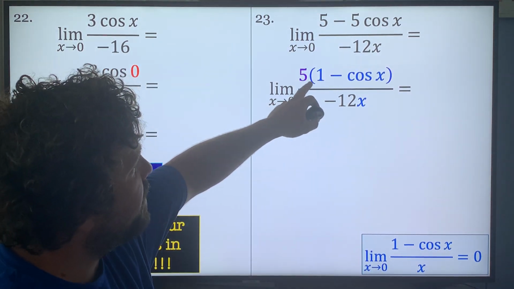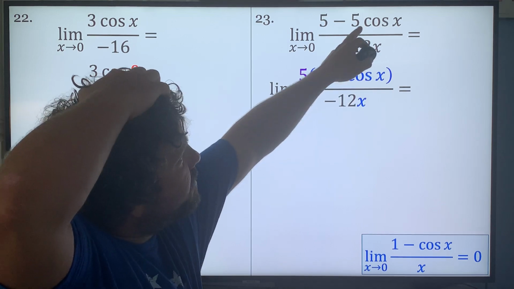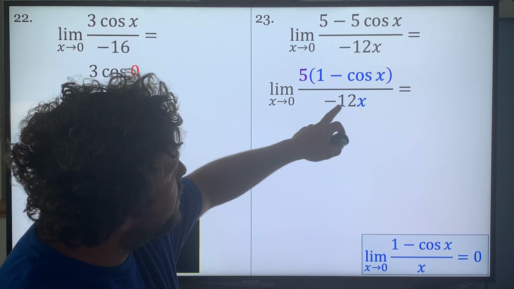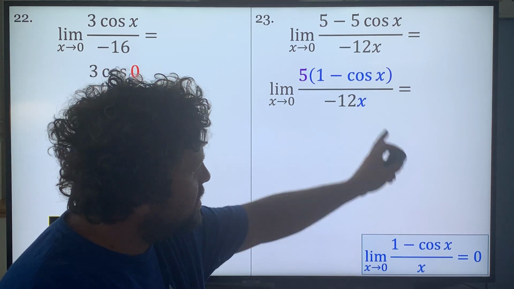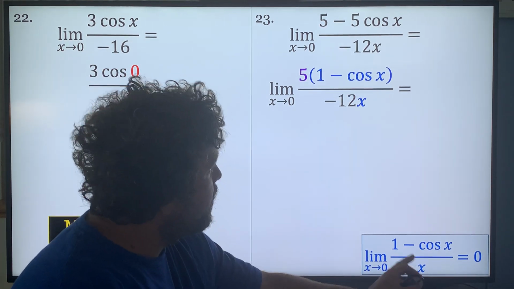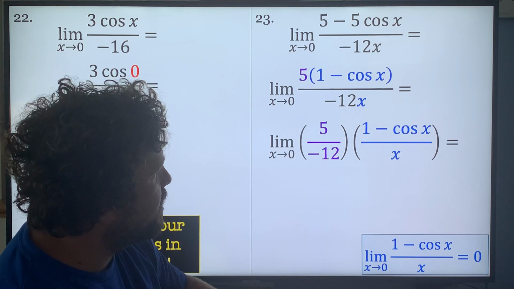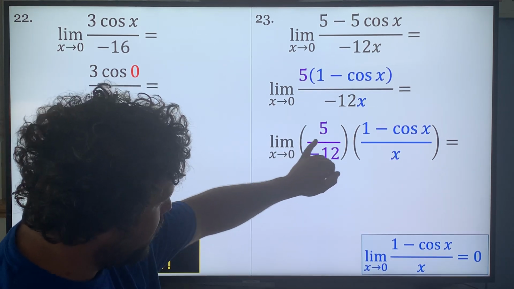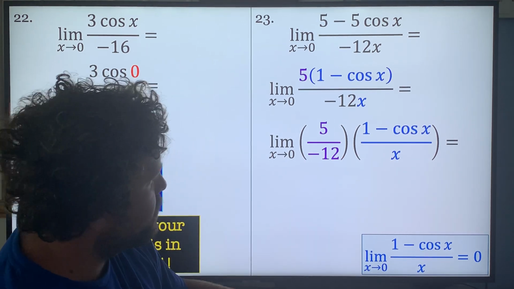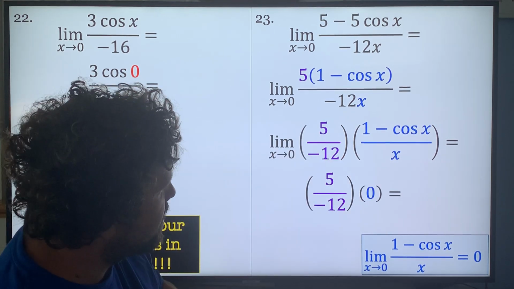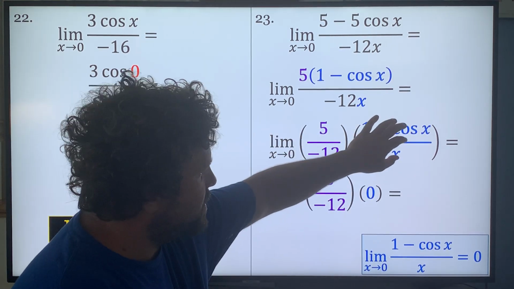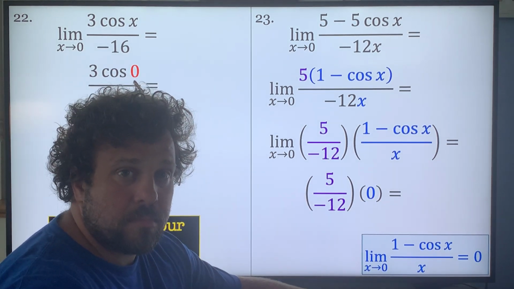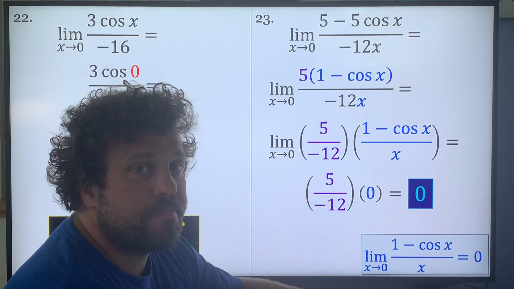So we could pull out a 5 from here. You're left with 1 minus cosine x over negative 12x. So this is this part right here. So we split them. 5 over negative 12 times 1 minus cos x over x. Now, I treat these as 2 different limit problems. Limit of a constant is just a constant. The limit of this is 0. Anything times 0 is? You guessed it, the answer is 0. All right.